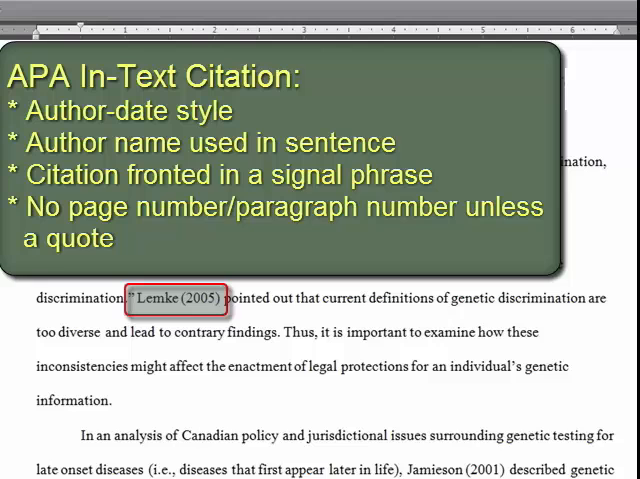And a final thing to point out is that since this summary of Lemke 2005 referred to the entire summary, a page number was not necessary. A page number is only necessary when giving a quotation in APA if a page number is available, or if you wish to refer the reader to a particular section in a larger study.